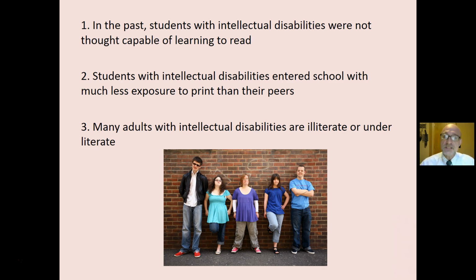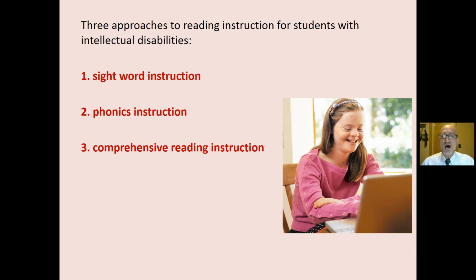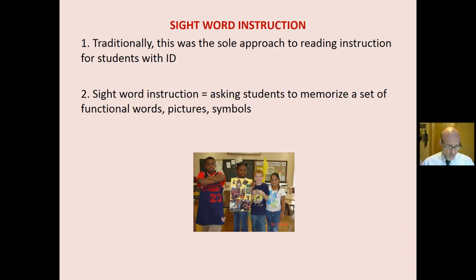Parents are instead concerned with survival skills or simply trying to cope. As a result, many adults with intellectual disabilities are either illiterate or underliterate, and this severely limits their freedom and impacts employment and other opportunities. There are three general approaches to reading instruction for students with intellectual disabilities, and we will look at each one.